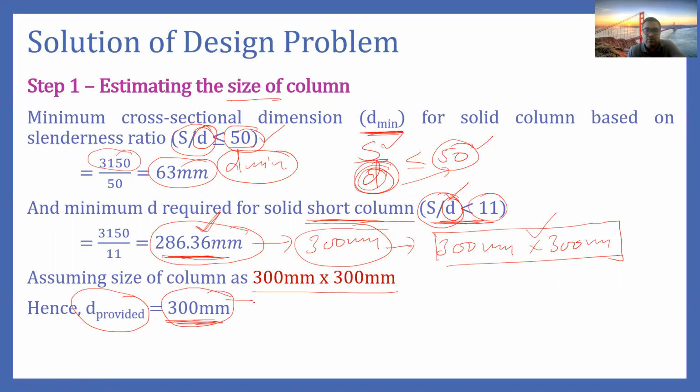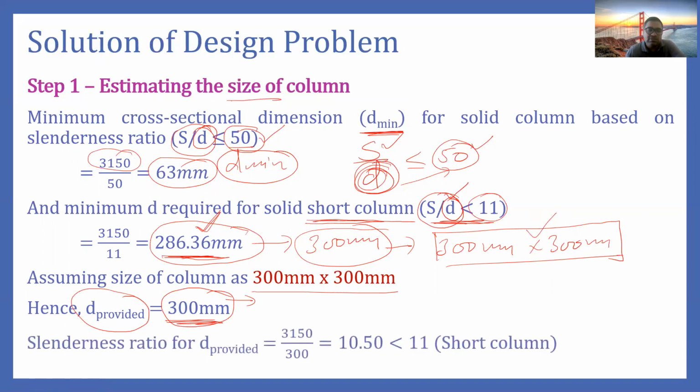So we will now find out the actual lambda value. What will be the actual lambda value for this dimension? The actual lambda value for this case will be 10.5. As we have rounded off this value to the higher side, the lambda value has decreased and is now less than 11. So now we can say that the column for which we have assumed the dimensions is a short column.